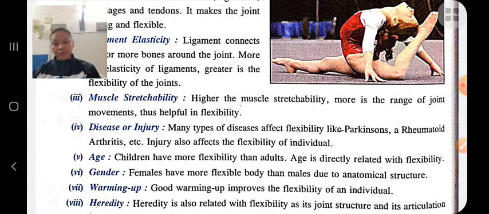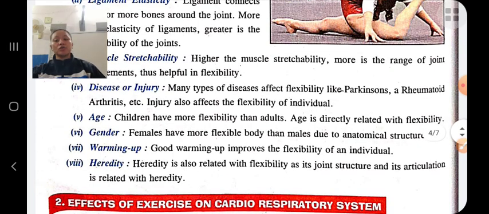Heredity is also related to flexibility, as the joint structures and its articulations are related to heredity. So heredity also determines flexibility. These are the factors which determine flexibility.